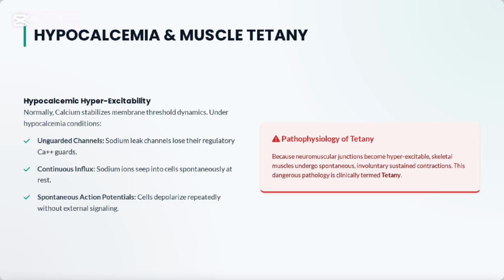Pathophysiology of hypocalcemic hyperexcitability: unguarded channels, continuous influx, spontaneous APs, and tetany pathology. Simple explanation. What happens if blood calcium levels drop dangerously low? Hypocalcemia. The sodium leak channels lose their regulatory calcium guards. Without guards, sodium ions leak into the cells continuously even when the tissue is supposedly at rest. This triggers non-stop, spontaneous action potentials without any real external signal, causing skeletal muscles to lock up in painful involuntary sustained contractions known clinically as tetany.